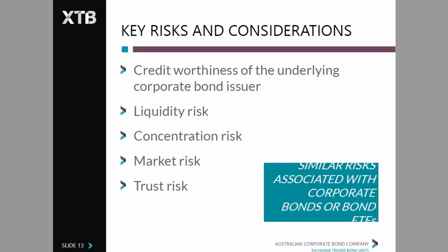So the key risks of bonds, the number one risk of investing in bonds and also in XTBs. The bonds are held in a listed trust. It's a managed investment scheme. It's got a responsible entity, which is independent from the manager, and the bonds are always held in trust in Austraclear. Creditworthiness of the underlying corporate bond issuer is your main risk. If an issuer falls over, its bond falls over, and so does its XTB. So you're exposed to the creditworthiness of the underlying corporate bond issuer.